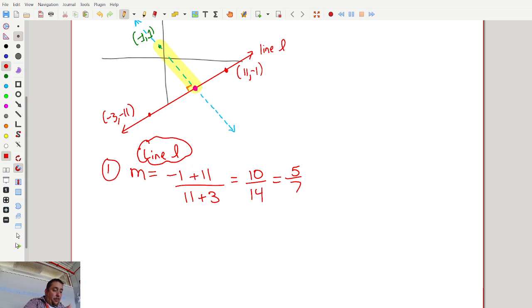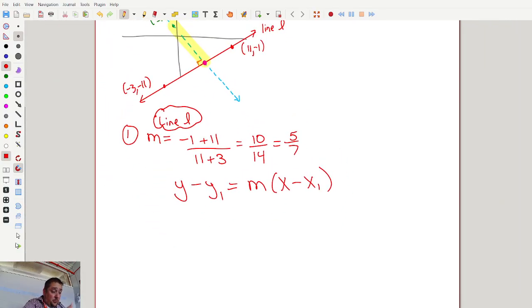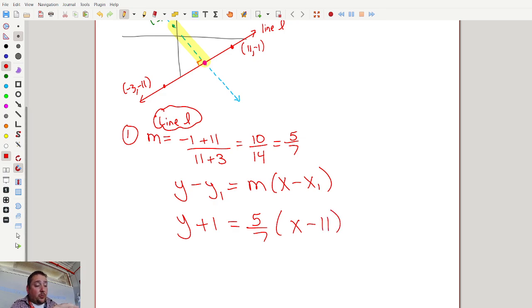Next, I'm going to choose a point on line L. Let me go with this one right here. I'm going to use 11, negative 1, because I want to. And we're going to say y minus y1 equals m times x minus x1, and I'm going to substitute in what I just highlighted. My x1 I'm calling 11, my y1 I'm calling negative 1, change of signs, and then my slope from above was 5/7.